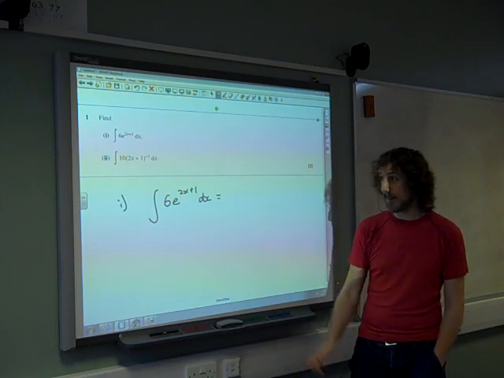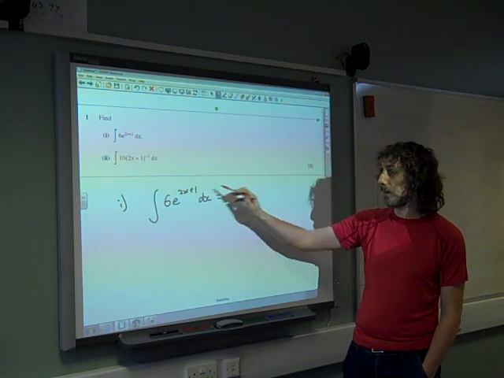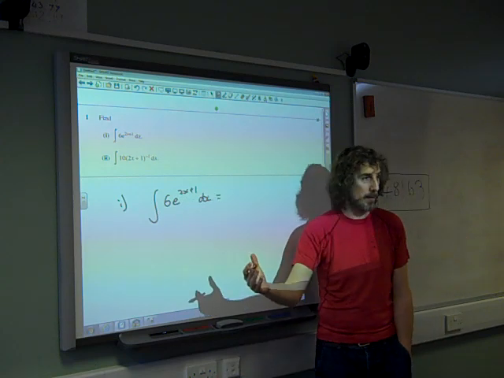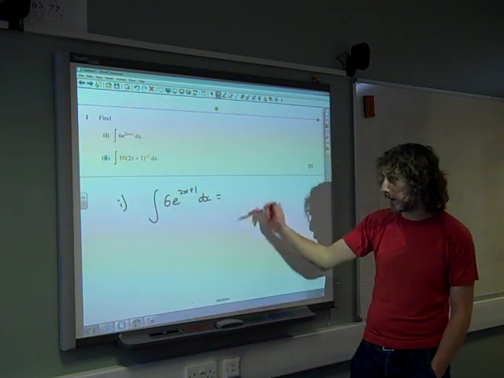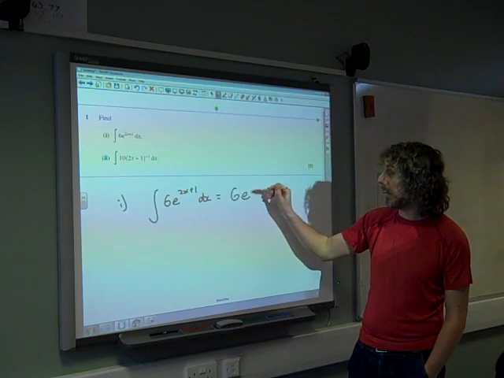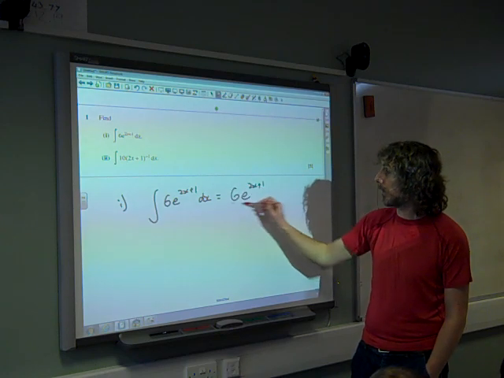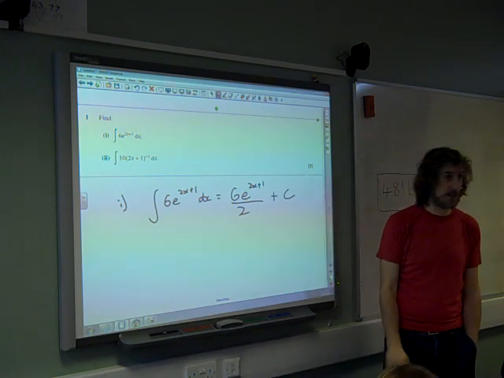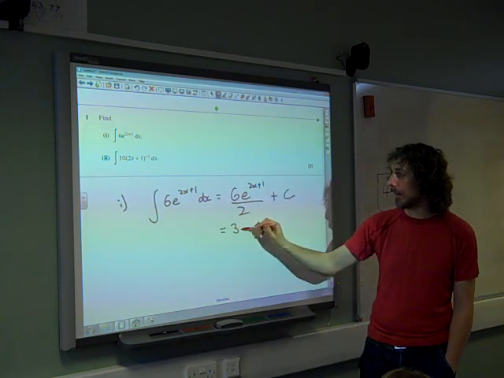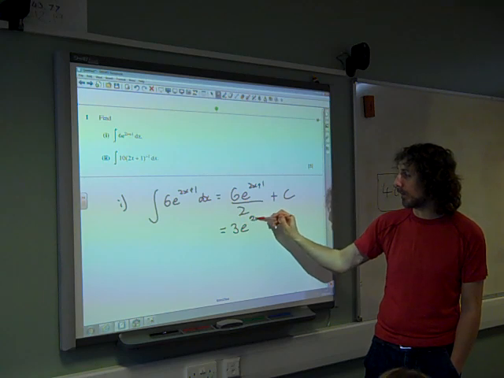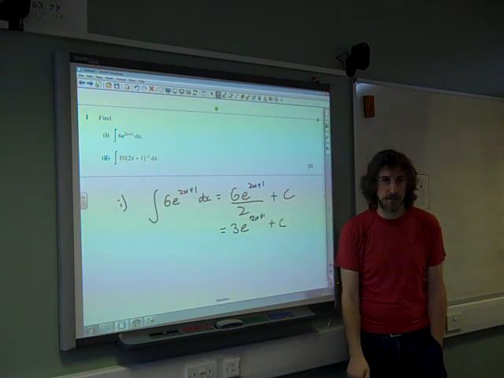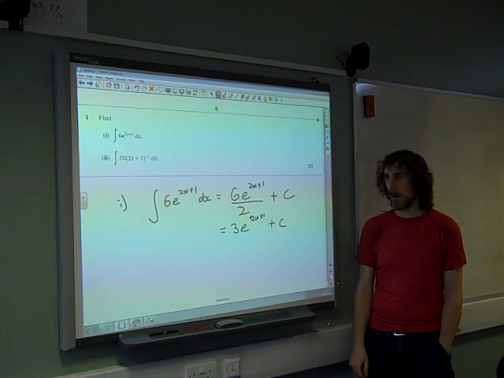We know that e to the ax plus b, what we do is we divide by the coefficient of x in here, and e to the something doesn't change when we integrate or differentiate. So this is 6e to the something, but we've got to divide by that 2. We've got to remember to put plus c in here, and we have 3e to the 2x plus 1 plus c. There we go.